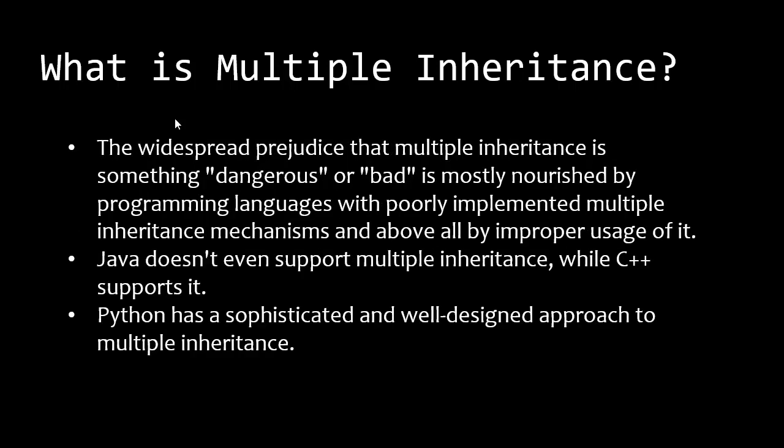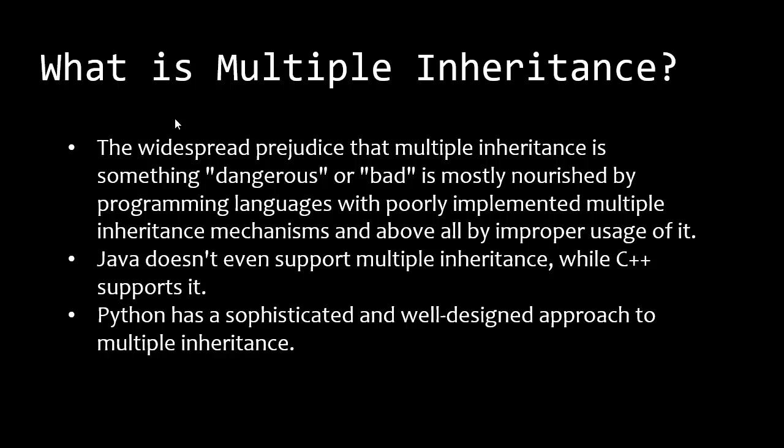As a matter of fact, in some cases, some languages don't even support it. Java, on one hand, does not support multiple inheritance. Okay. C++ does, Java does not. The widespread prejudice that multiple inheritance is something dangerous or bad is mostly nourished by the programming languages with poorly implemented multiple inheritance mechanisms, and above all, improper usage of it. So, like I said, Java does not utilize this. C does, C++ does, and so on.